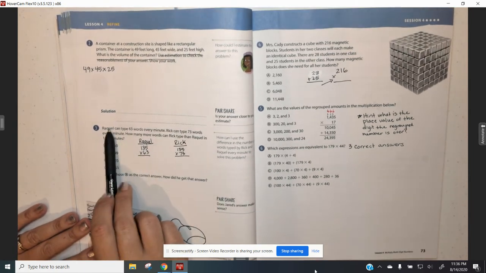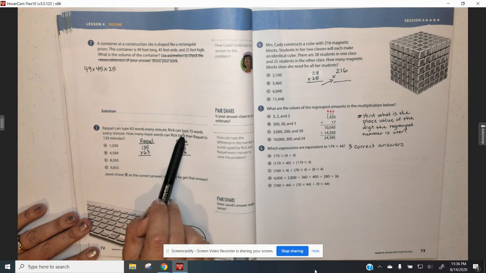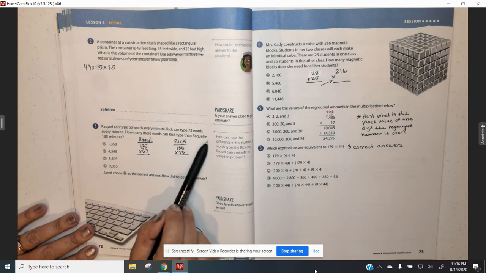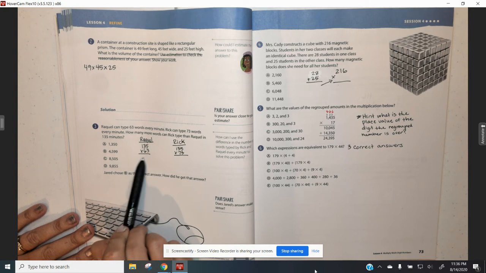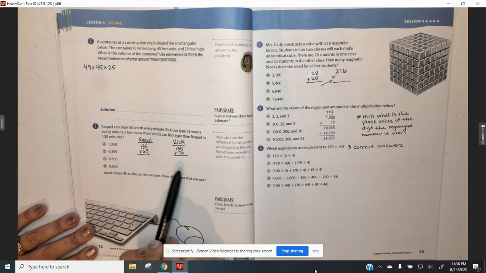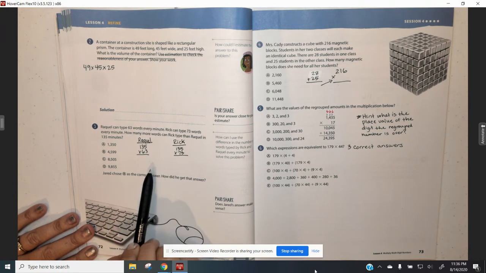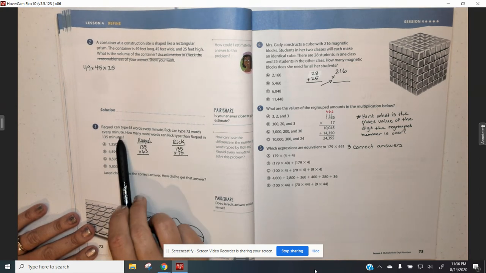For number 3, Raquel can type 63 words every minute. Rick can type 73 words every minute. How many more words can Rick type than Raquel in 135 minutes? So first find out how many words Raquel can type, then how many words Rick can type, and then subtract Raquel's amount from Rick's to get your answer.